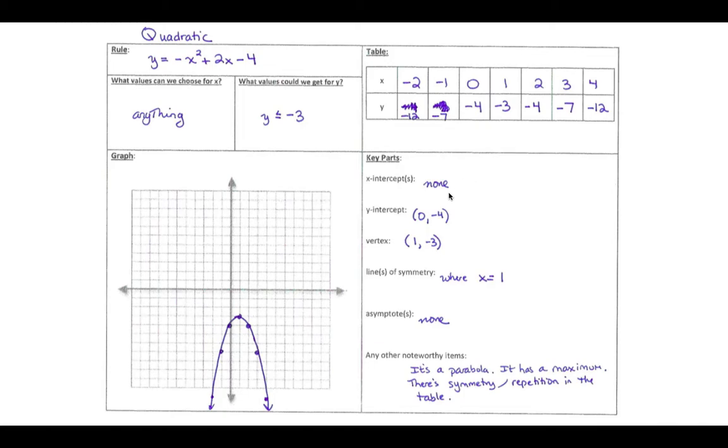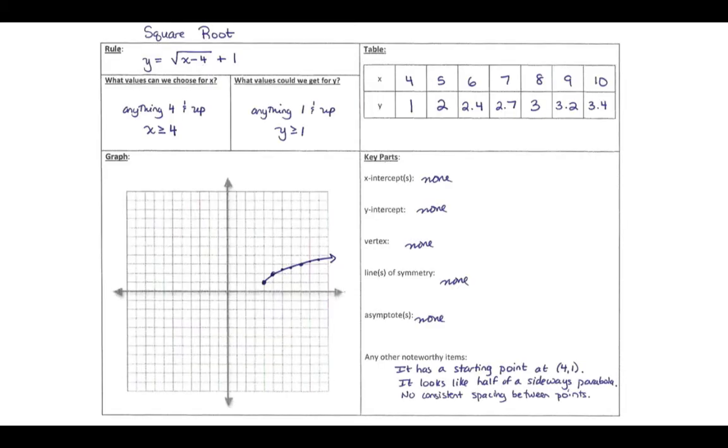I had noticed this particular quadratic did not have any x-intercepts, had a y-intercept at (0, -4), a vertex at (1, -3), and I noticed that if I put a line through where x = 1, that made a symmetry for the quadratic. No asymptotes. It is a parabola, yay! And it has a maximum. This thing reaches a highest y of -3. And I did notice some kind of symmetry repetition going on in that table, where each number on either side of that vertex was repeating. That was kind of cool and unique.